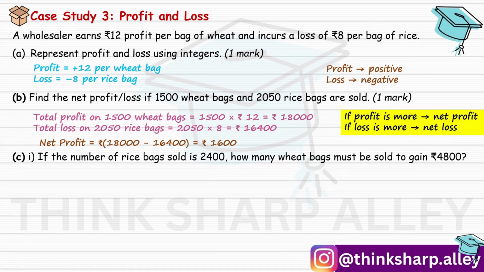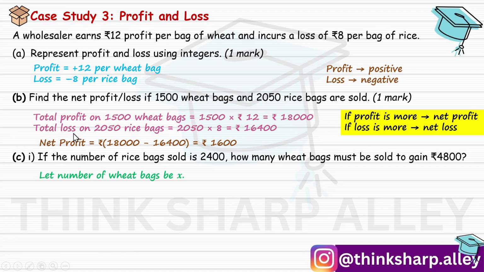Now part C. If the number of rice bags sold is 2400, how many wheat bags must be sold to gain 4800? Now this is the most important part. That is where many students got stuck. So first we'll start with: let the number of wheat bags be x. And we'll proceed in the same manner like we have done in part B.